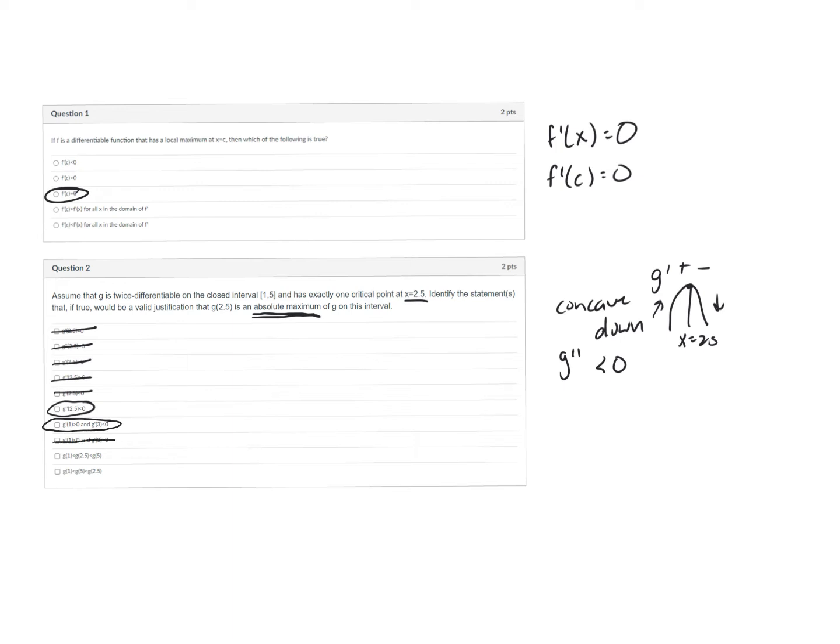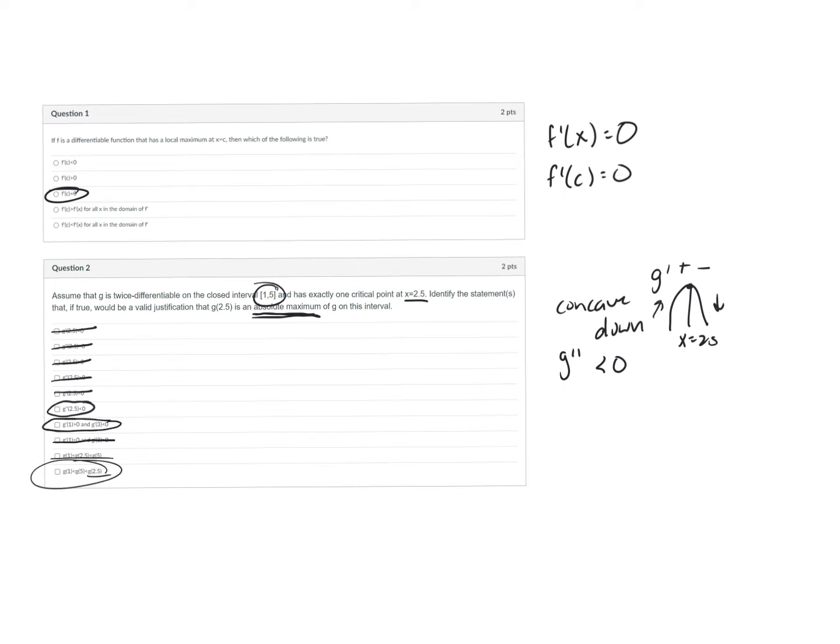And then lastly, we have just values of g. We want g of 2.5 to be the absolute maximum, so we can't have any values within this interval being greater than g of 2.5. Here, that's not what we want. And then here, we have that g of 2.5 as that maximum value, so this is another one of our answers. So we should have 3 overall.